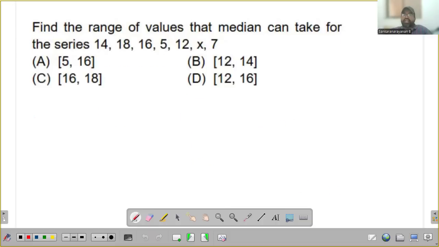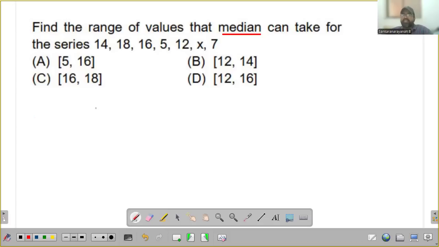Let us now go to the next one. This is an amazing question. Just have a look at this. Find the range of values that the median can take for this given series. So there is a value x that is coming there. About x, I don't have clarity, but all other numbers, I have clarity.